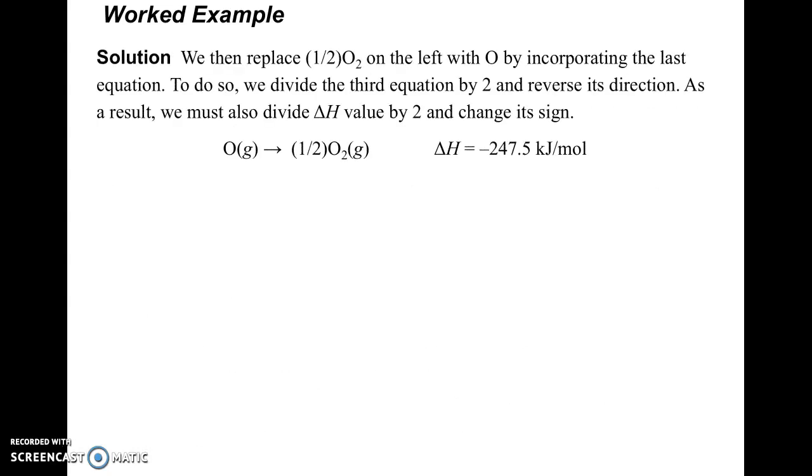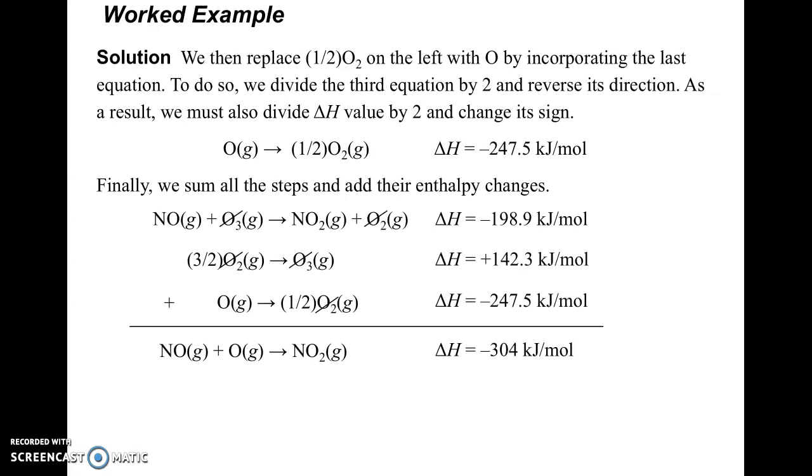And then to get rid of that half of a diatomic in order to get monatomic, we use the last equation that was listed, but we divide it by 2 and reverse its direction. And so when we add that with the other step that we had on the other page, we get our overall reaction. We see the delta H is minus 304 kilojoules per mole.